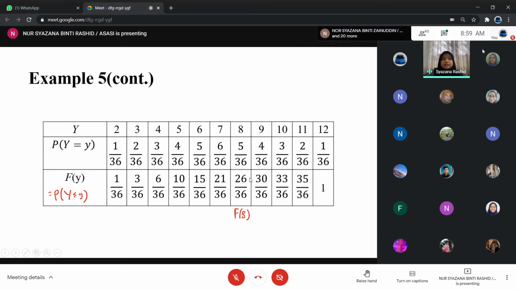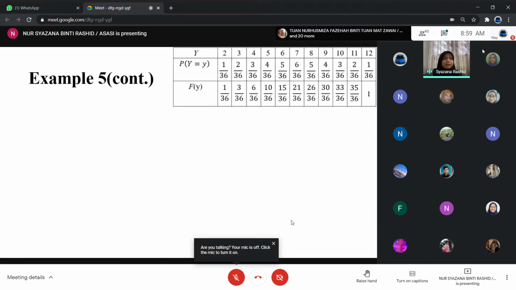Okay. Ini sebenarnya probability tapi dia dah cumulative. Dia dah consider yang sebelum ni. Dia bukan dekat 8 saja. Dia consider at most. Okay. So this table, kita akan guna nilai yang ada dalam table ni untuk jawab A, B, C tadi. To answer part A, B and C.